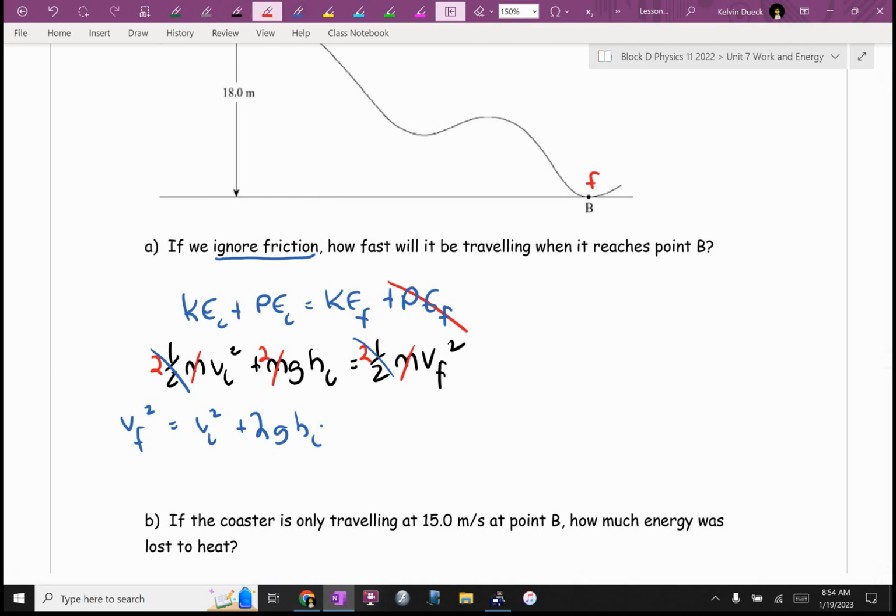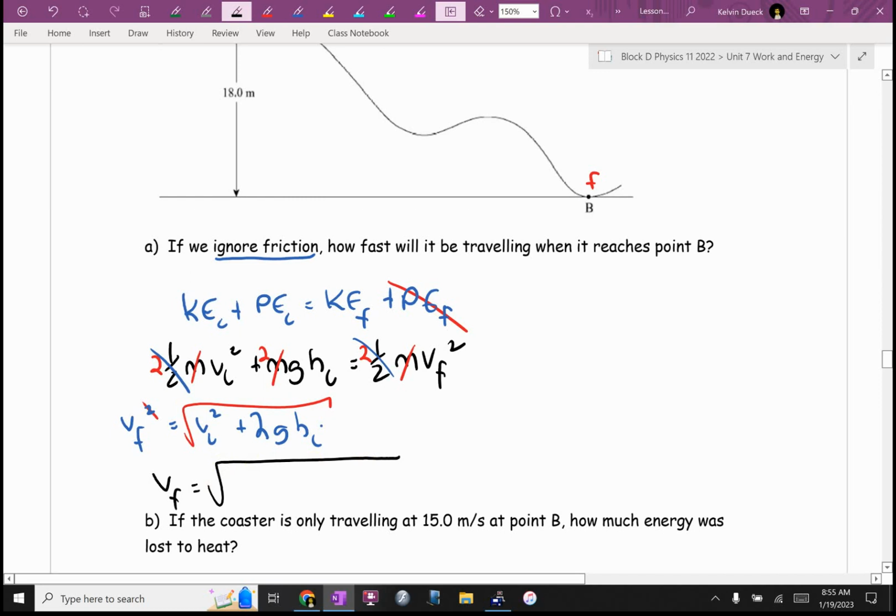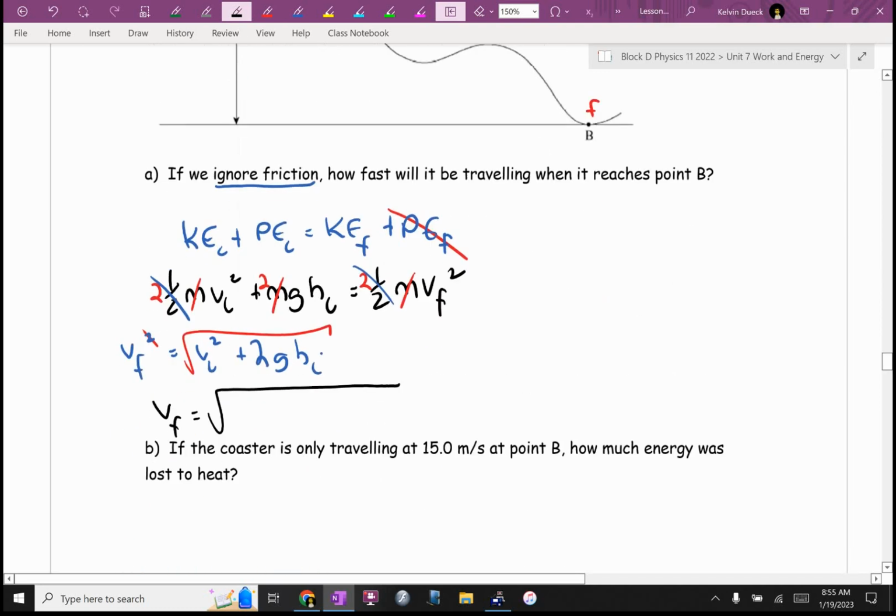Clover, keep going. How would I get the vf by itself? Yep. Vf is going to be the square root of, was it 12? 12 squared plus 2 times 9.8 times 18.